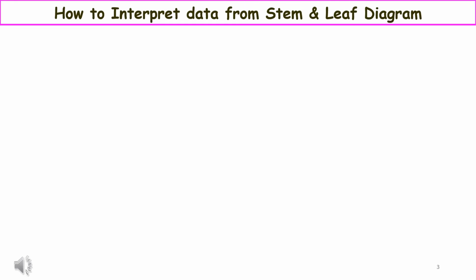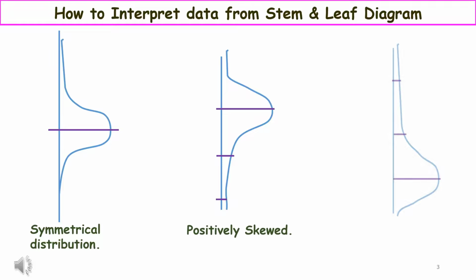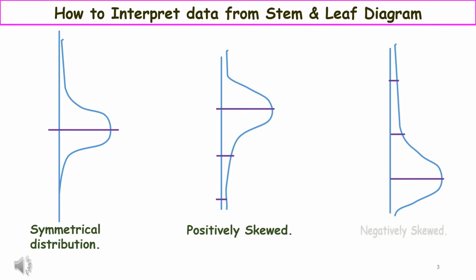This slide explains on how to interpret stem and leaf diagram. The first diagram is a symmetrical distribution. The second diagram is a positively skewed distribution. And the last diagram is a negatively skewed distribution.